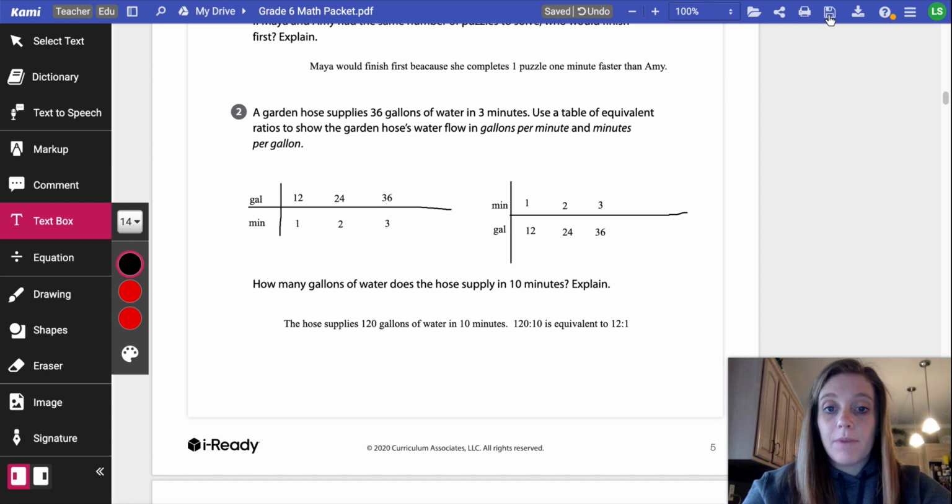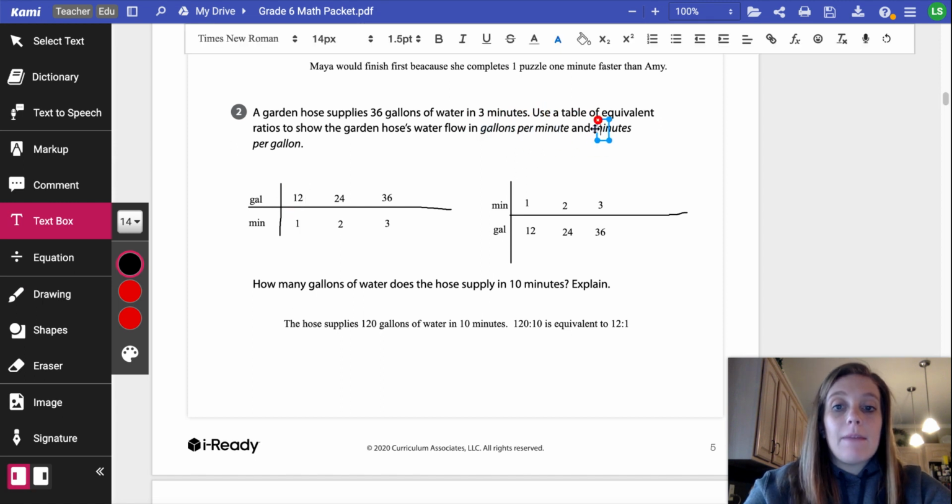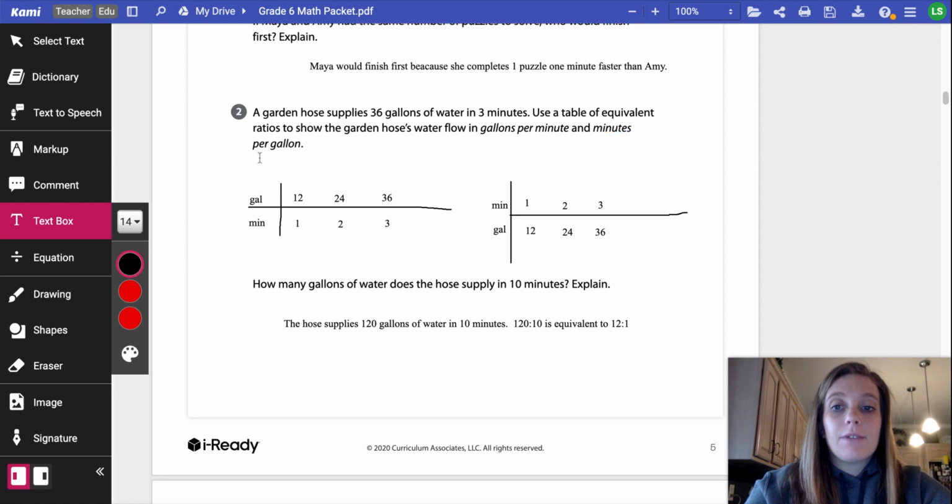All right, so here's my ratio tables. Really the only difference between these 2 tables is the order of the numbers, because remember yesterday we talked about how the order of the words matters when you write a ratio. So when you're talking about rates, gallons per minute matches this table, and then minutes per gallon would represent this table here. So the numbers are the same and the relationship is the same, but the order of the words has to match the order of the numbers.